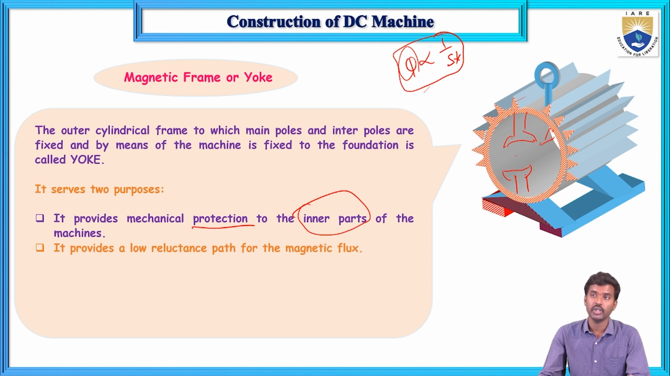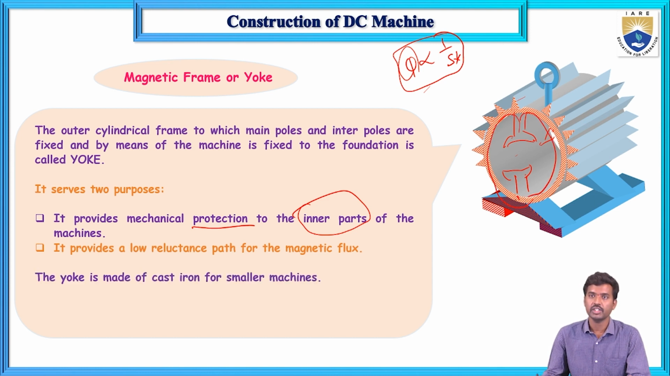So it will help generate the maximum amount of electricity in the case of a DC generator. So it will require a maximum amount of flux. For that case, we need a low reluctance path. That low reluctance path can be provided by the yoke. Now here it carries the main field flux also. It carries the main field flux.